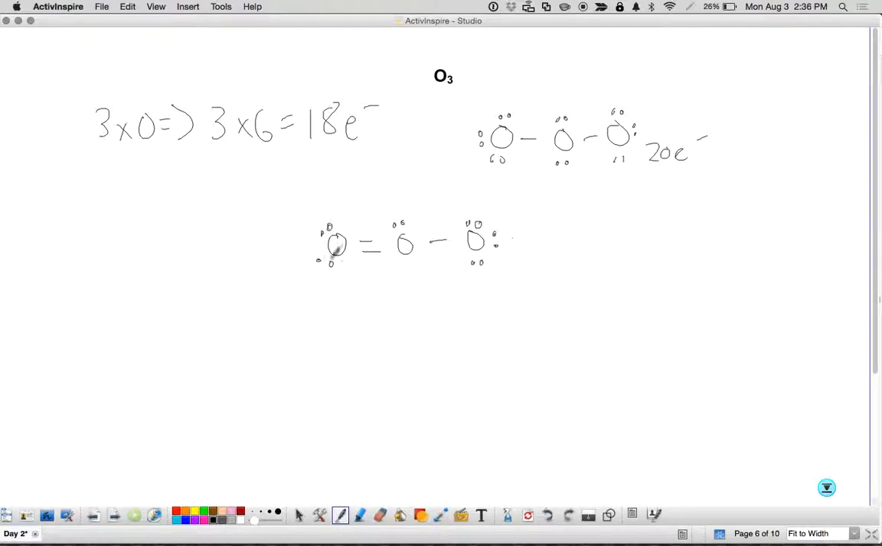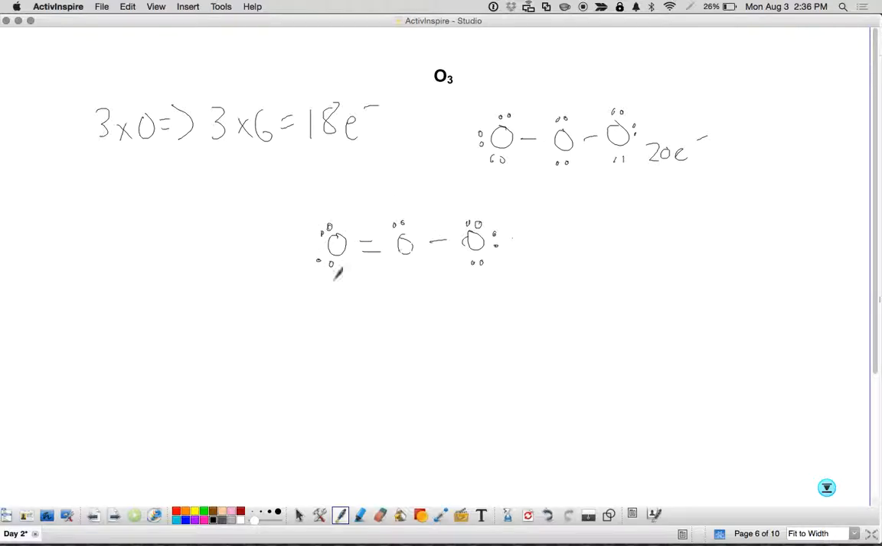So my question to you is, this oxygen is double bonded to this oxygen. Couldn't I write that as this oxygen being double bonded to this oxygen? Couldn't I do that? Well, yes you could.